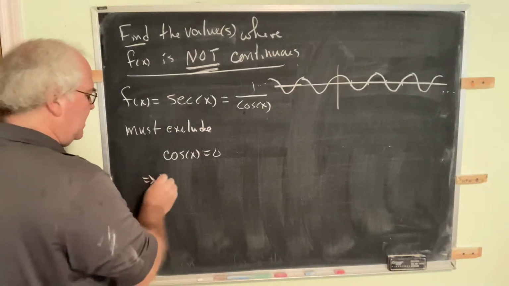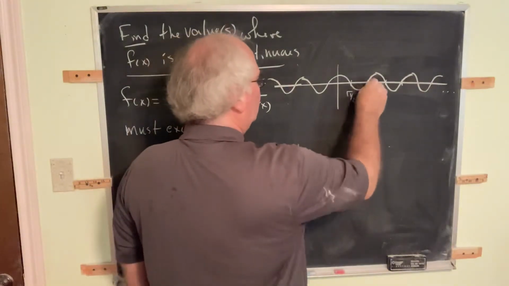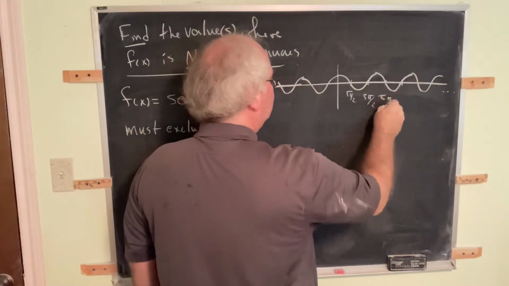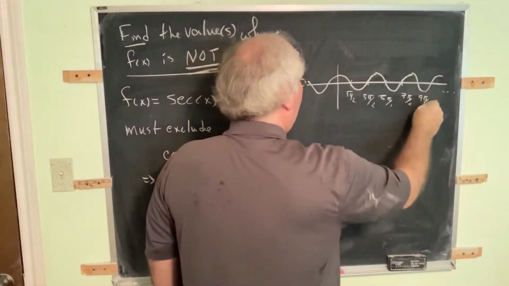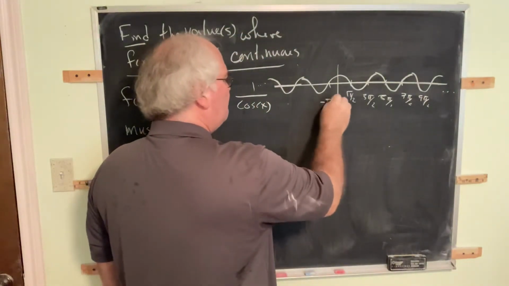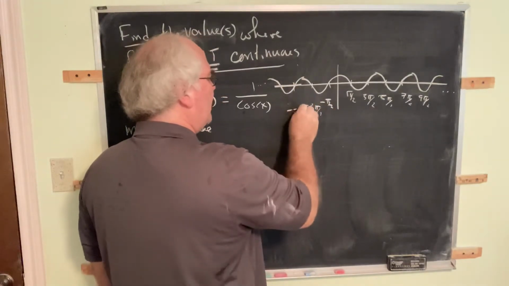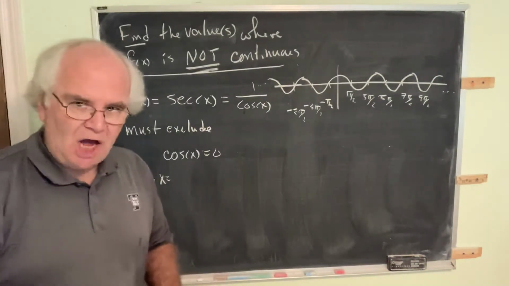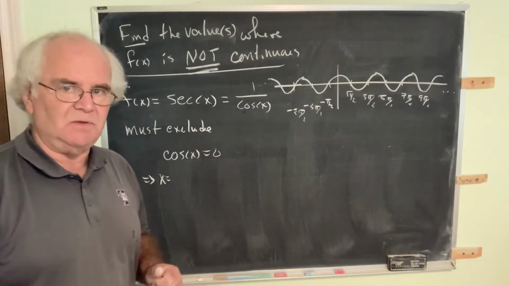And that implies x is equal to pi over 2, 3 pi over 2, the next one is 5 pi over 2, next one is 7 pi over 2, 9 pi over 2. I think we're getting the pattern here. But we also have negative pi over 2, negative 3 pi over 2, negative 5 pi over 2. I think we have that pattern. These are the odd multiples of pi over 2.